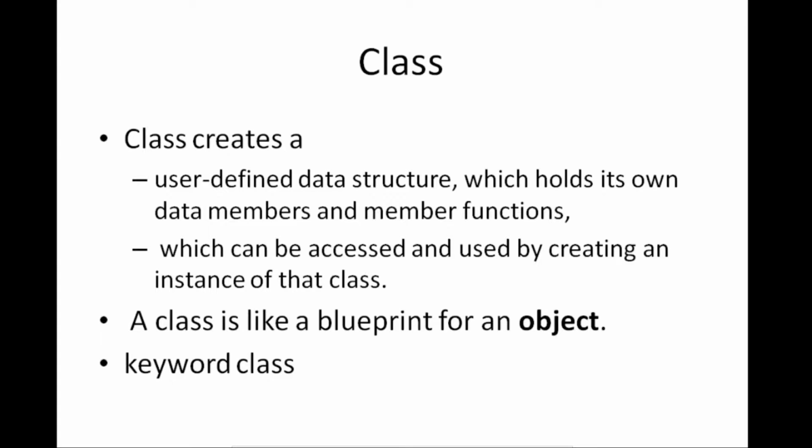A class is like a blueprint for an object. So a class is defined only once. It is like a blank format from which we can create multiple copies, and these copies will have memory. That is called objects. A class is defined only once and objects can be created many times from the same class. To define a class, we use the keyword class, where C is small.